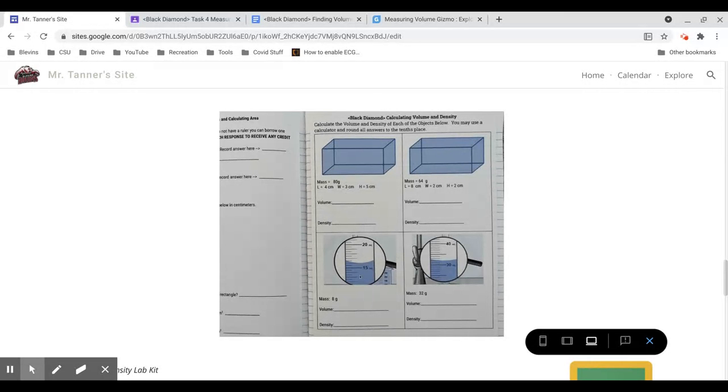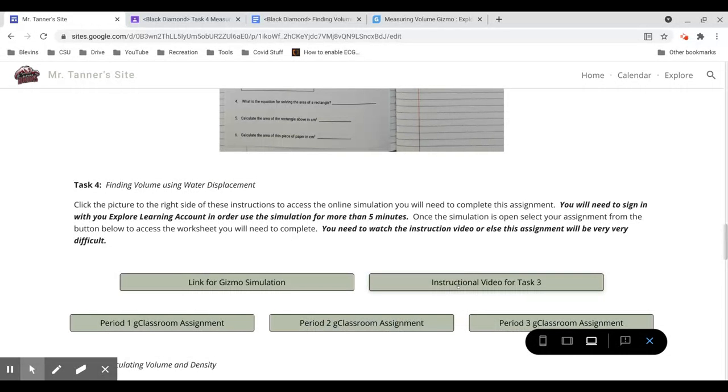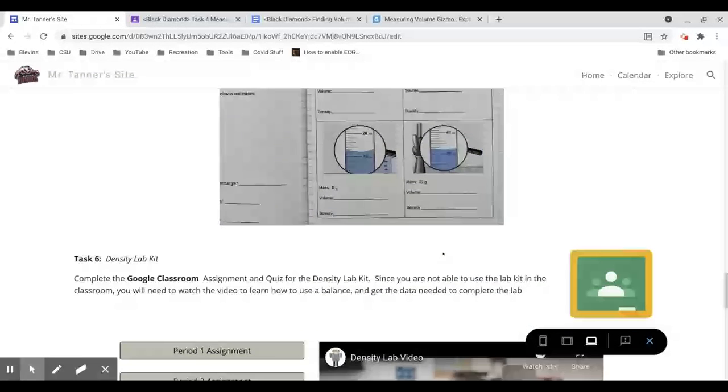To do liquid volume and density, you need to measure the correct thing on the graduated cylinder. So you'll measure the volume. You'll look up the volume on this picture, and it tells you the mass. And again, the density is mass divided by volume. If you don't know how to read a graduated cylinder, watch this video for task 3. It walks you through it.